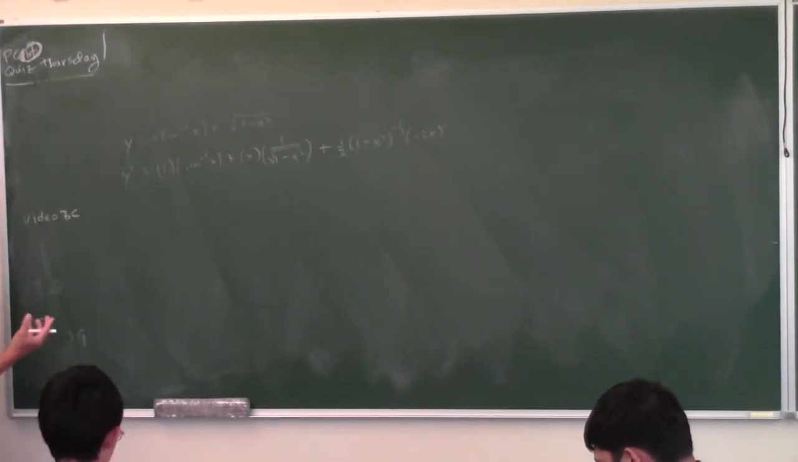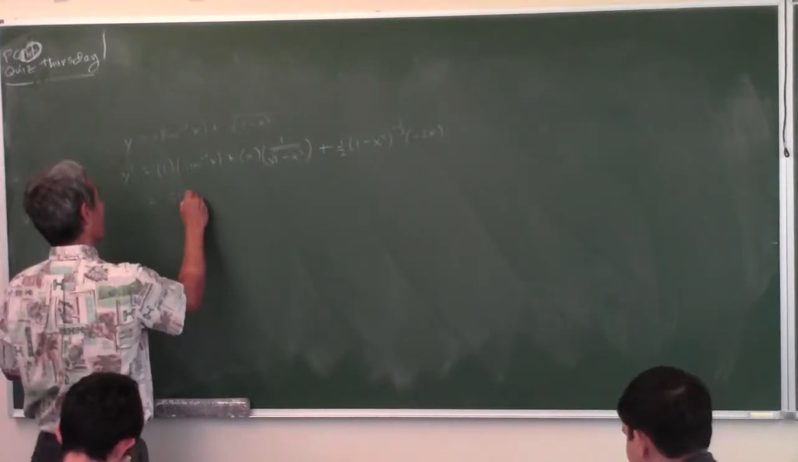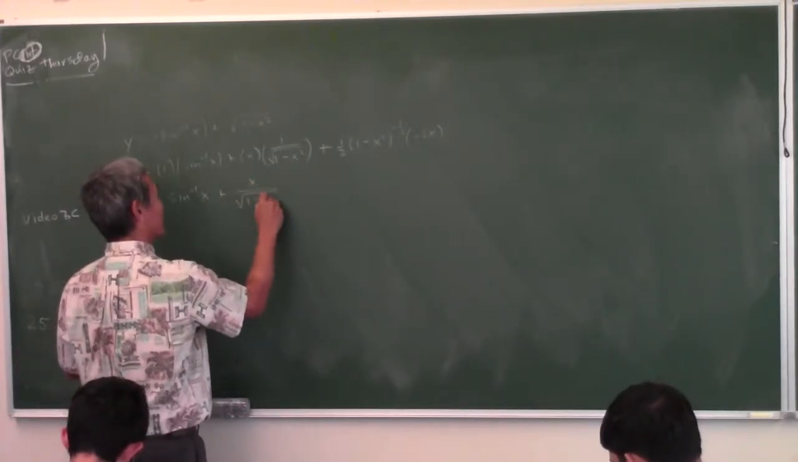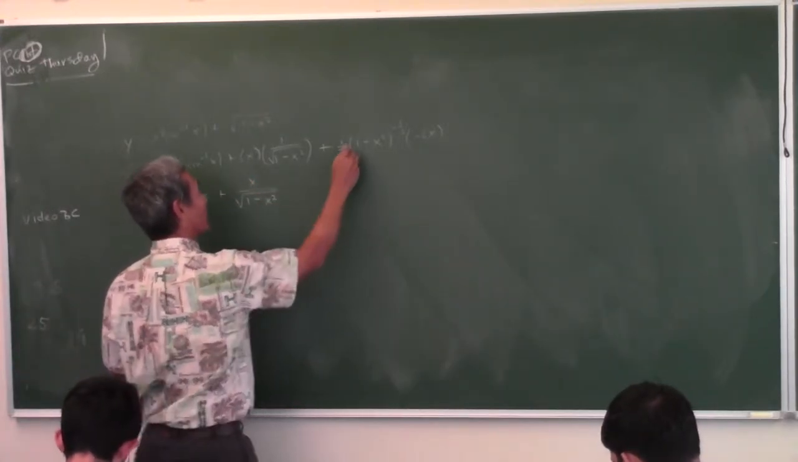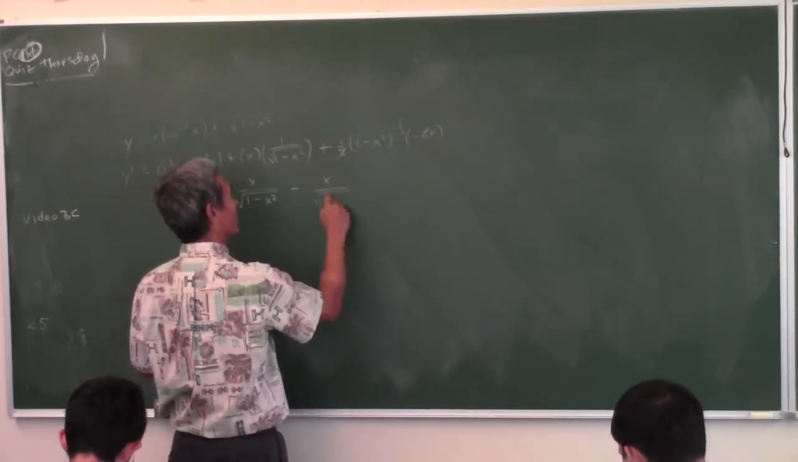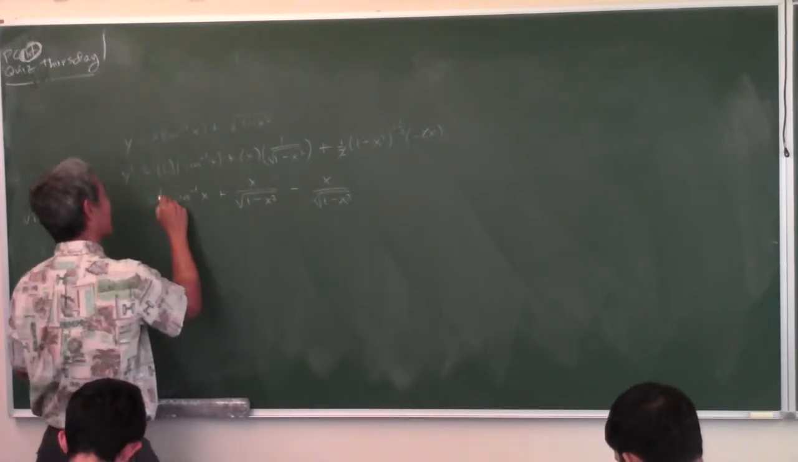Make sure you get the first step correct, because that's the key. Did we get that? And then all you have to do now is simplify. How far do you simplify? Until you can't go anymore. So you get minus x over root 1 minus x squared. Hey, these cancel out. That's your answer.